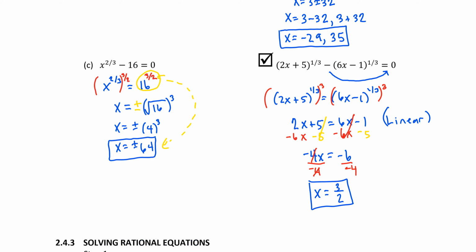So rational exponent equations are related to radical equations. They just have different notation.